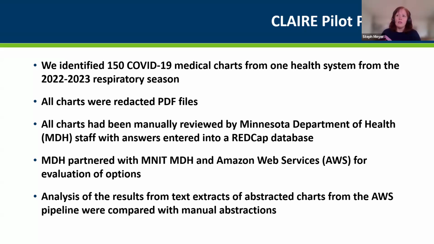The results from the text extracts from abstracted charts from this AWS pipeline that we built, which I'm going to describe, were then compared with those manual abstractions that I mentioned. So we're looking at these 150 charts in two different ways: manually done by people, and also abstracted through our CLARE project.